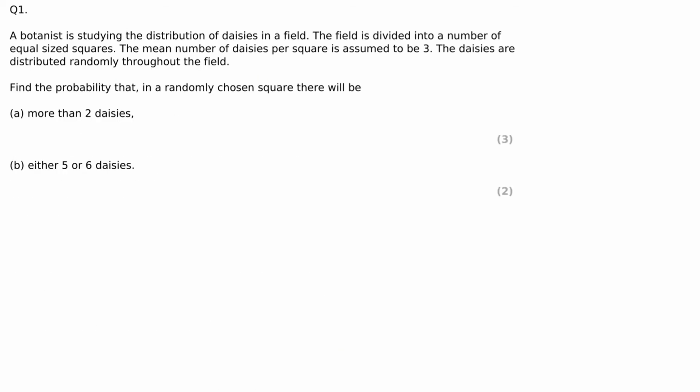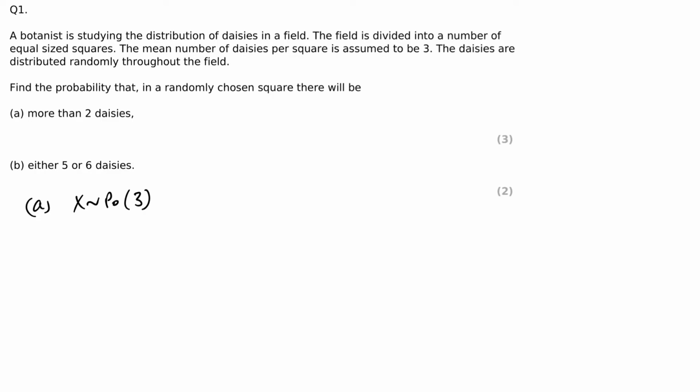So here we have a question. We're going to do the whole question, though some of it is from early on in this Poisson distribution section. We've got a botanist studying a distribution of daisies in a field. The mean number of daisies per square is assumed to be 3. So we are looking at x distributed Poisson, and lambda, our parameter there, is 3.